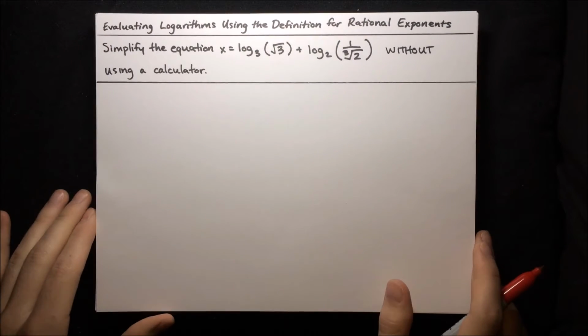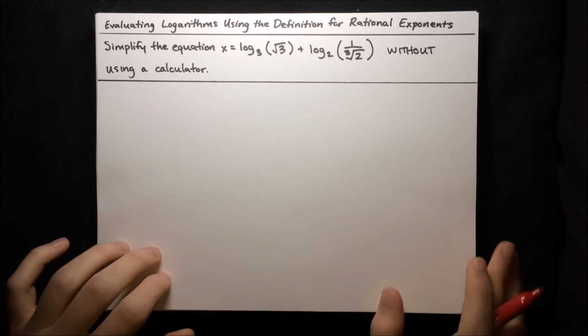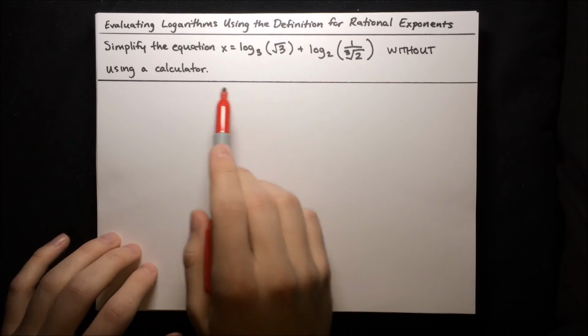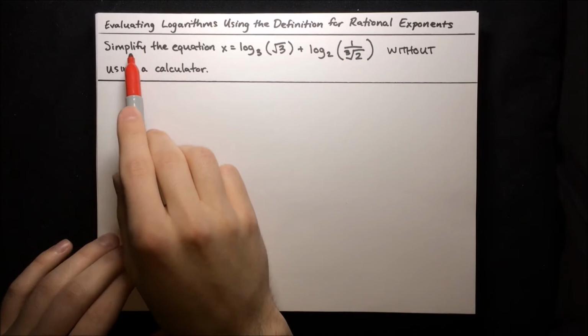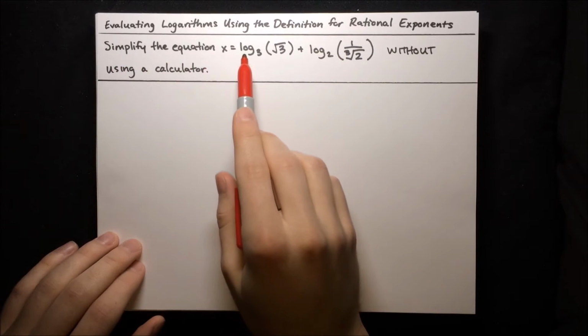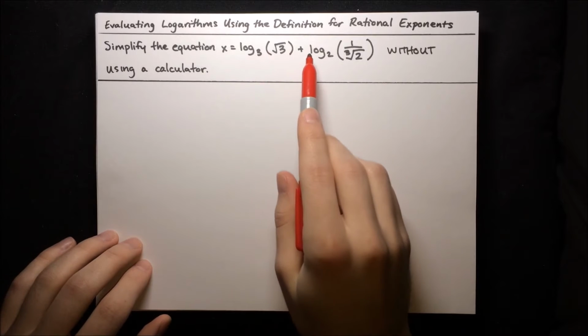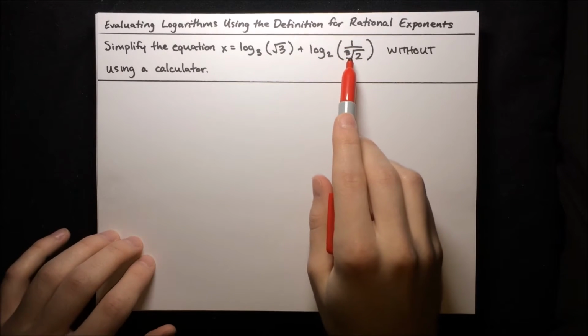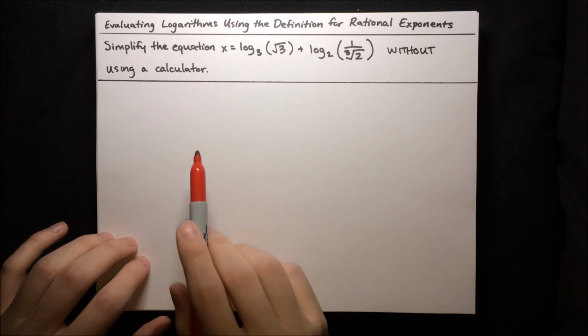Here's another example. This one's a little bit trickier because we've got multiple terms here, and also one of them has a fraction. But nevertheless, let's go on and do this. We want to simplify this equation: x equals log base 3 of root 3 plus log base 2 of 1 over cube root of 2. And we want to do this without using a calculator again.